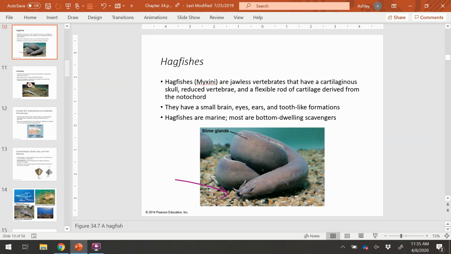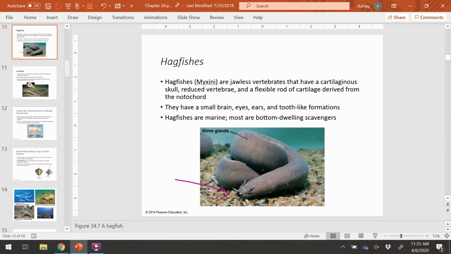They have a skull made of cartilage, reduced vertebrae, and a flexible rod that's derived from the notochord that's made of cartilage as well. And so while you can't see their eyes and ears, they are very small formations there. And so overall, there's a very short, like 3-minute video about these hagfish, and I'll comment on this video with the link to it. You'll see their mouth, and it's very large and has lots of teeth in there.